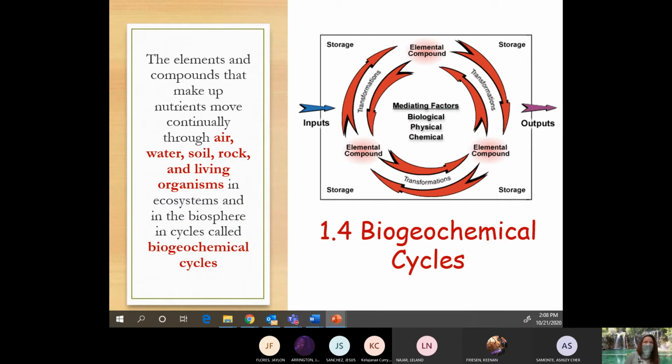Yep. So when we talk about biogeochemical cycles, we're talking about the water cycle, carbon cycle, nitrogen cycle, phosphorus, and I feel like I'm forgetting one, but whatever it is, we're going to go through it and how it moves around on Earth.